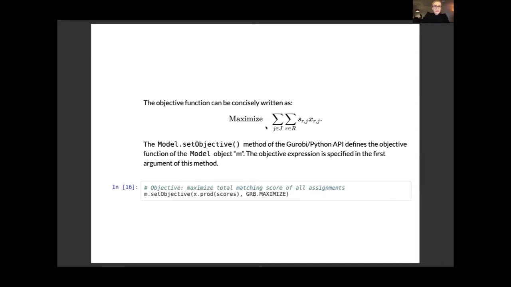Here again, we use the model set objective method. So we refer to the model that we call M. Then we say set objective. And then if you remember, set objective takes 2 arguments. On the left-hand side, the value of summing up over all the scores, so the product over all the scores times X. And then on the right-hand side, it's the GRB maximize function because we want to maximize our overall scores.